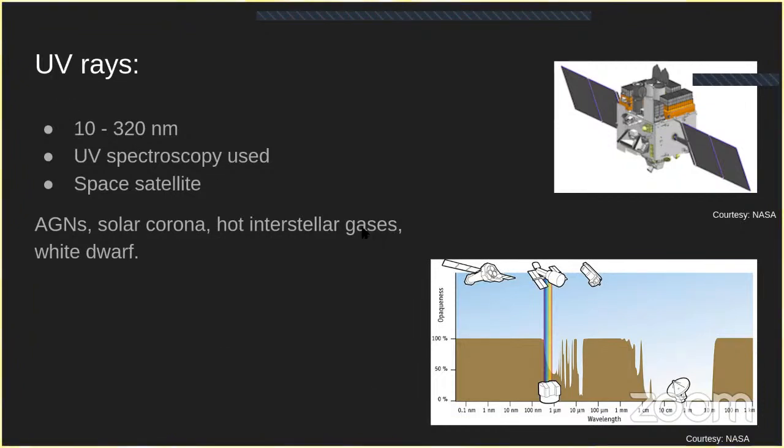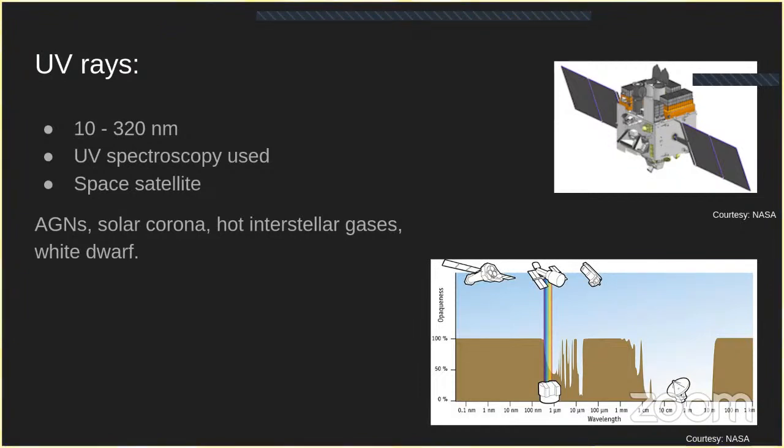Even though some part of ultraviolet can reach the surface, a large portion of ultraviolet is blocked by Earth. That's the ozone layer, as everyone has studied before. The ozone molecules absorb the ultraviolet radiation. Therefore, a very small portion reaches the Earth's surface. Again, this is the reason you have to go to space.